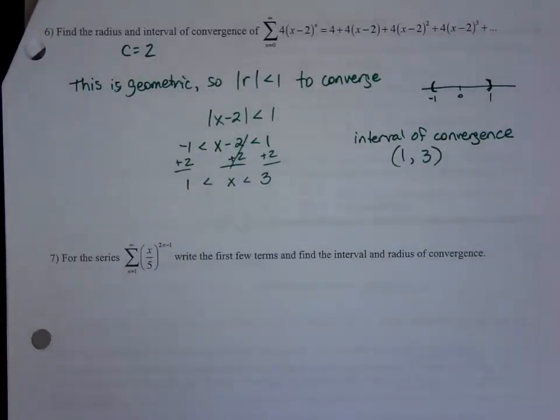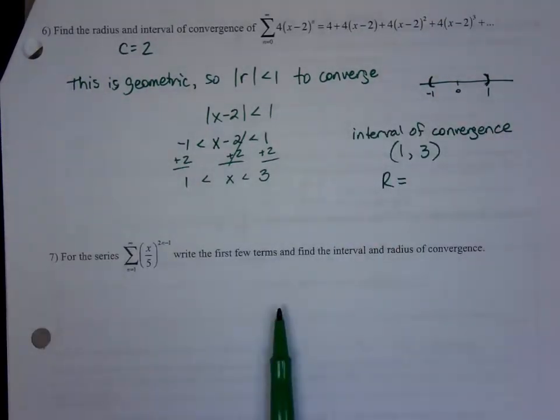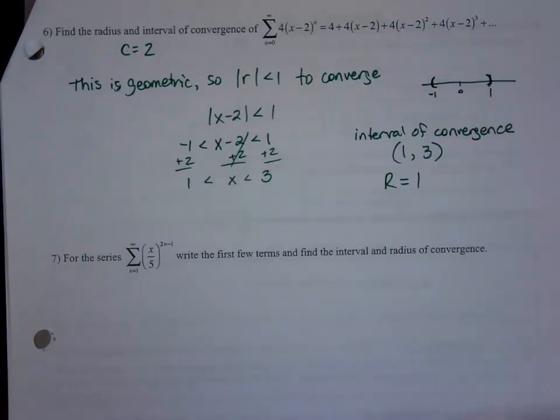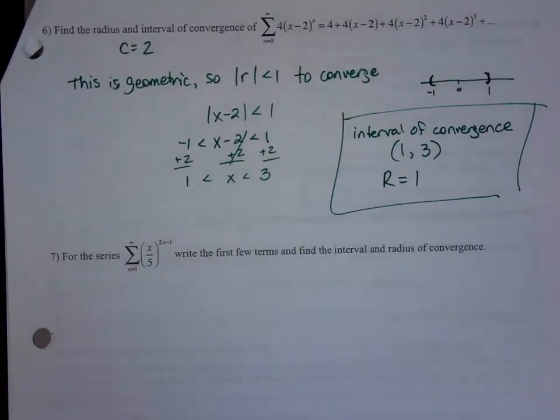Now, the big question is, what is R? R takes a little thinking. What is C again? C is 2, right? Didn't we say C was 2 at the beginning? How far is it from the C in the center to one end of the interval? 1 unit. How about the other way? 1 unit. So R is 1. That's the answer: the interval of convergence and R.